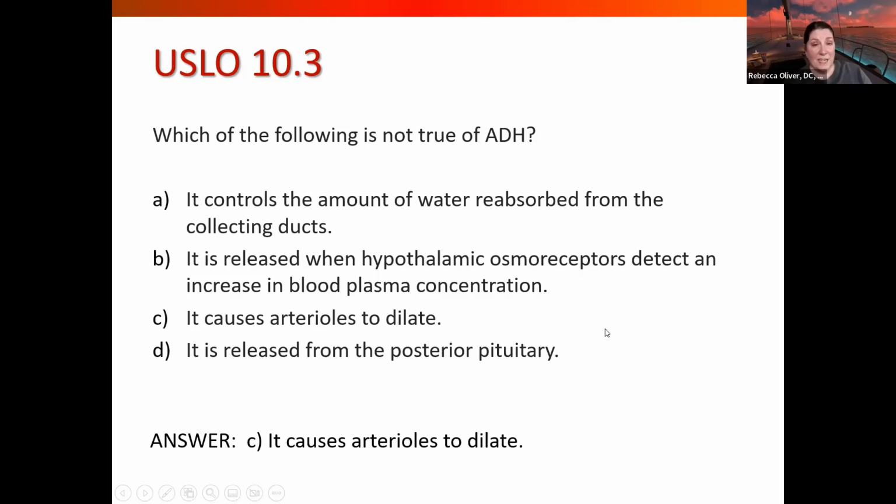But it does act on the collecting ducts, and it is released because of the osmoreceptors in the hypothalamus detecting an increase in osmolality. We've got a greater concentration of solutes. We need to kind of water things down.